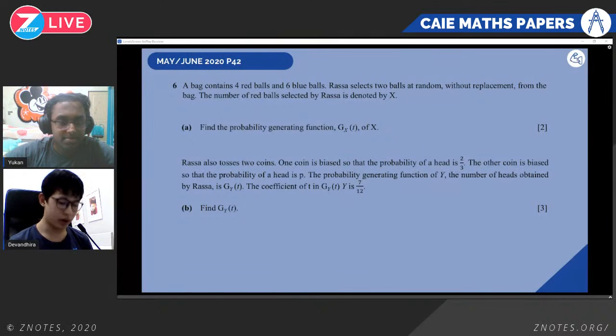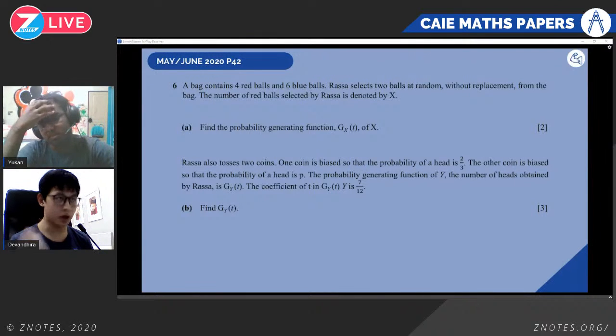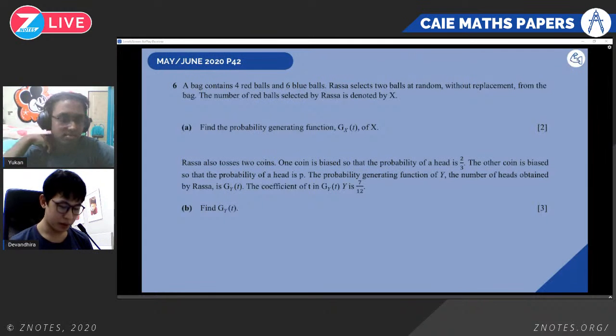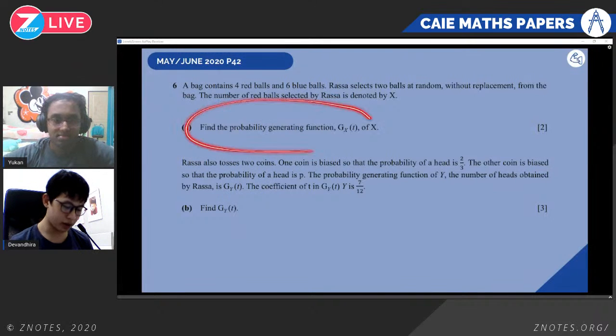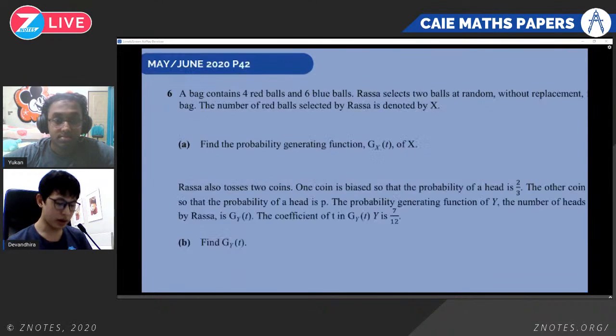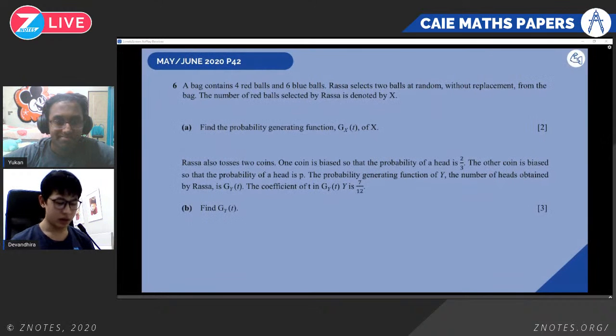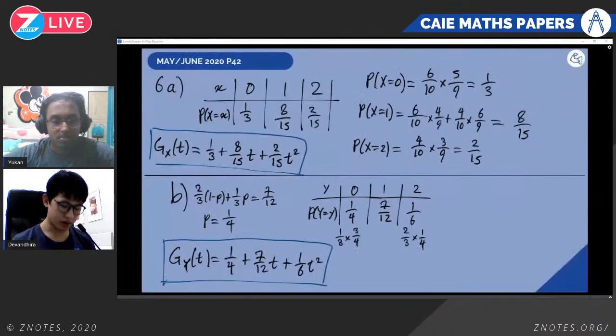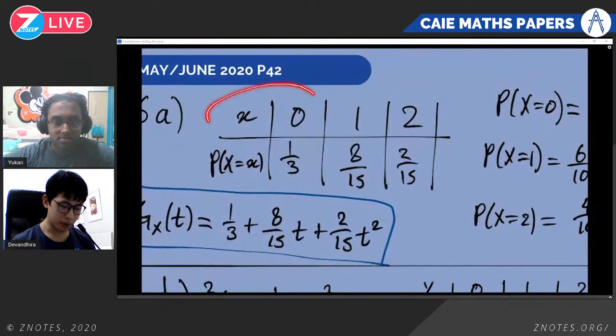A bag contains 4 red balls and 6 blue balls. Rasa selects 2 balls at random without replacement. That means you don't put the ball back in the bag. The number of red balls selected by Rasa is denoted by x. Find the probability generating function of x. So an easy way to do this is that you would make a probability distribution table first. So right here, we can make a probability distribution table.